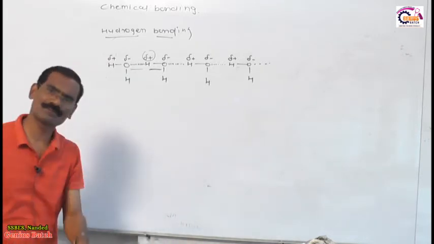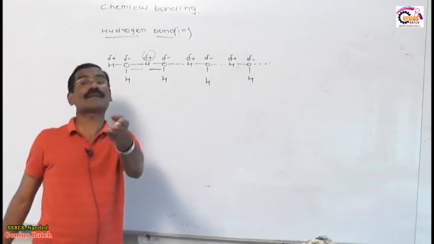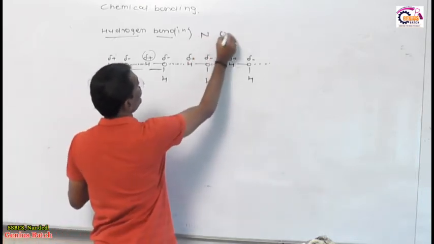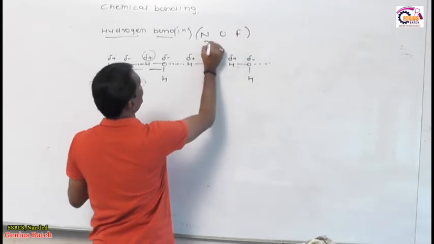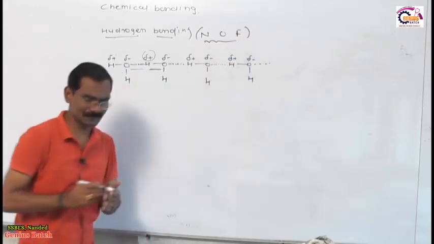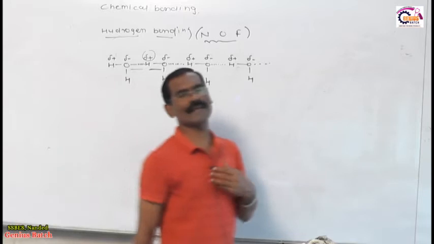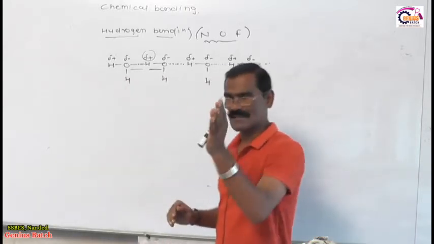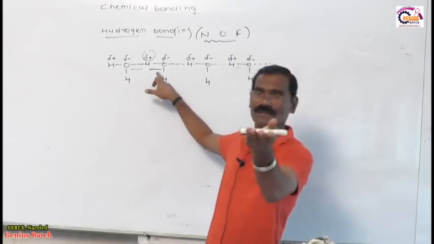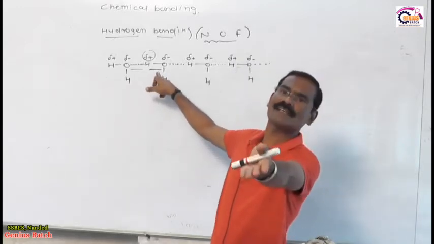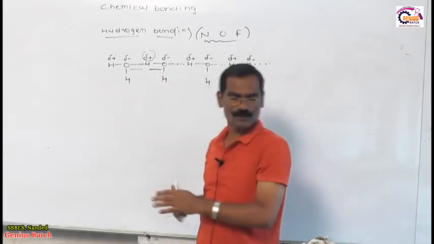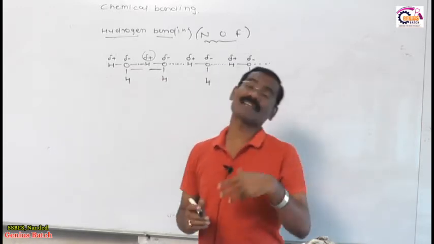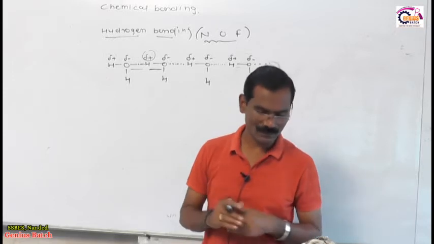Listen very carefully. Electronegative atom of another molecule means which atom? It may be nitrogen, oxygen, or fluorine. Carefully keep in your mind, these three electronegative atoms form a hydrogen bond. So this is the attractive force between covalently bonded hydrogen, because hydrogen is a necessary condition, and the electronegative atom of another molecule, and this is called the hydrogen bond.